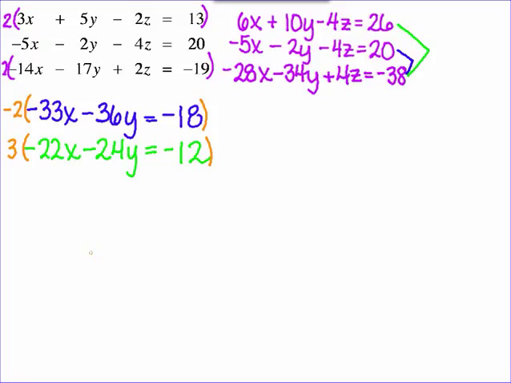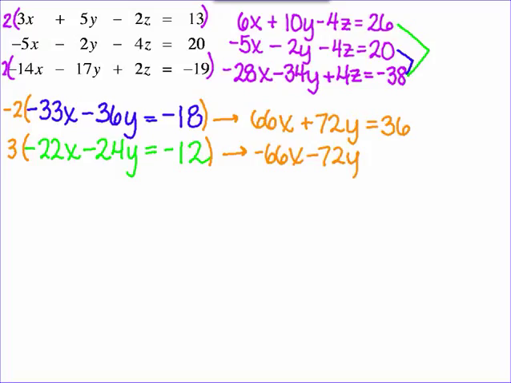3. Okay, and by doing that, we're going to have opposite signs, so we should be good to go. The top equation, or the blue equation, becomes 66x plus 72y equals 36. The bottom equation becomes negative 66x minus 72y equals negative 36.